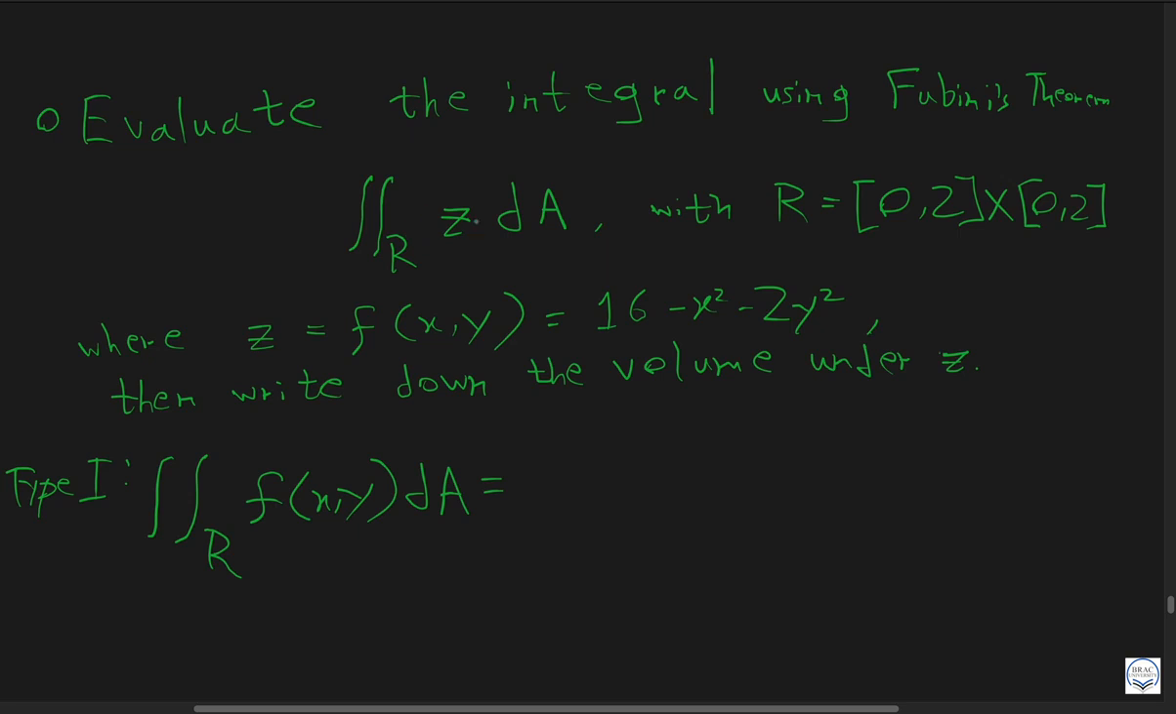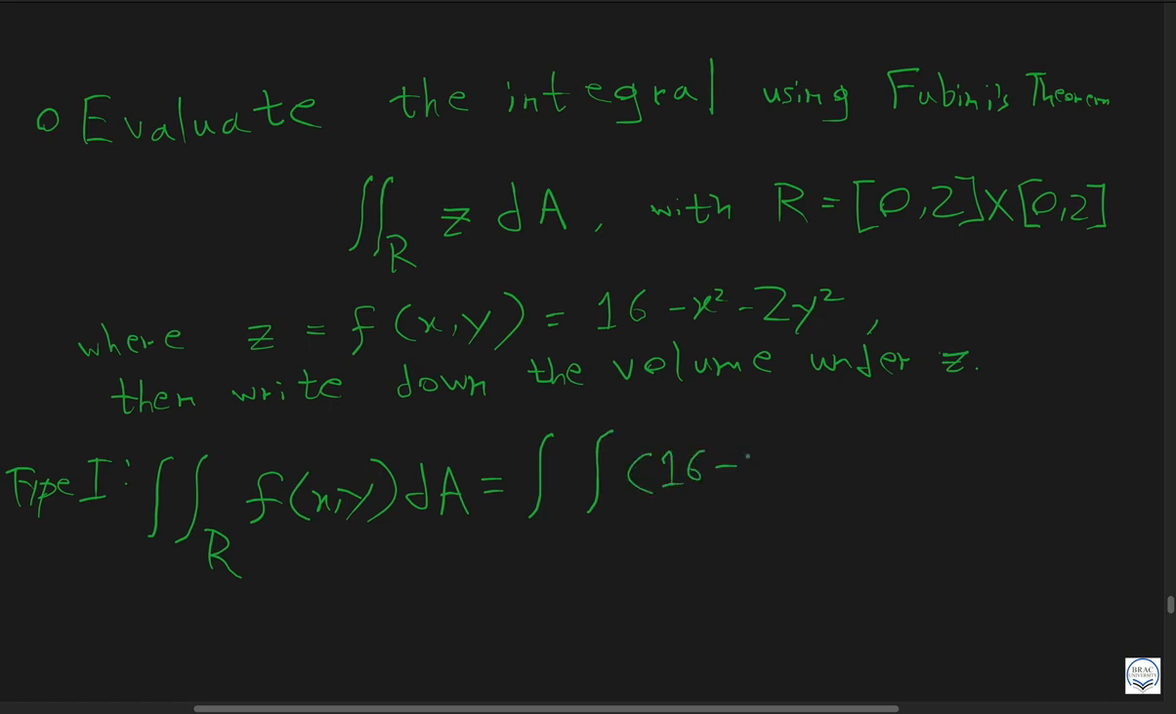The problem is as follows. We are given the same z function as in the first problem in this video, the function 16 minus x squared minus 2y squared on the same domain R, with x from 0 to 2 and y also from 0 to 2. Now what we have been asked to do is, using type 1, find the double integral of f with respect to the area.